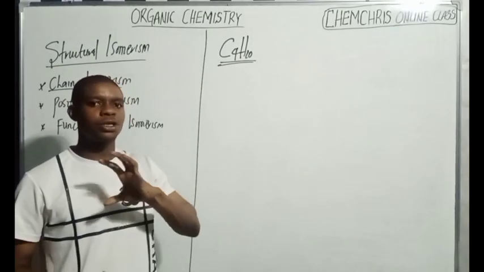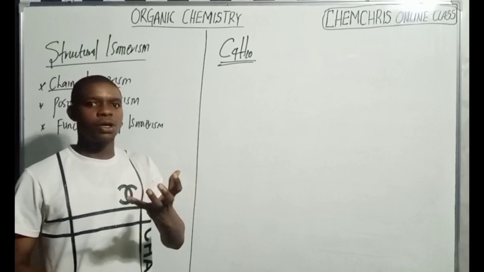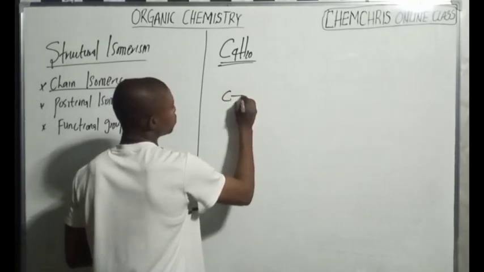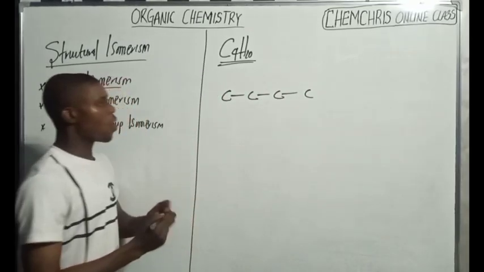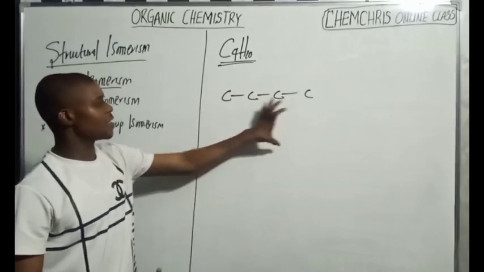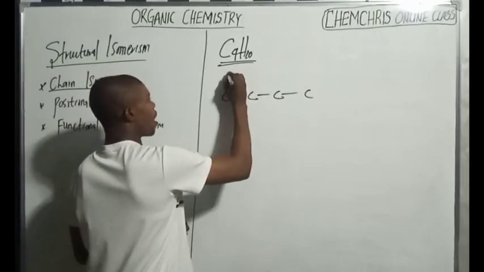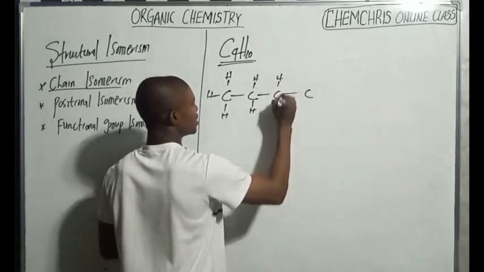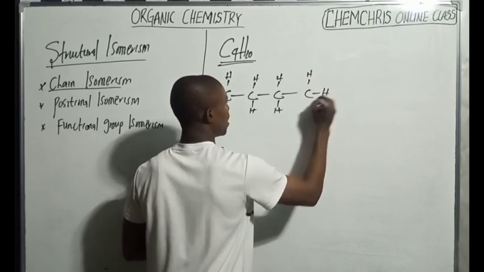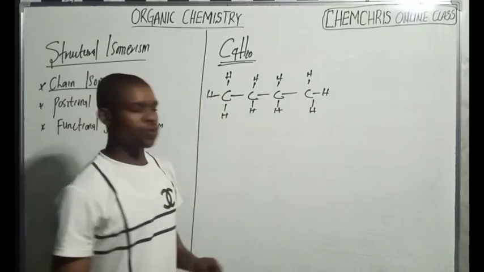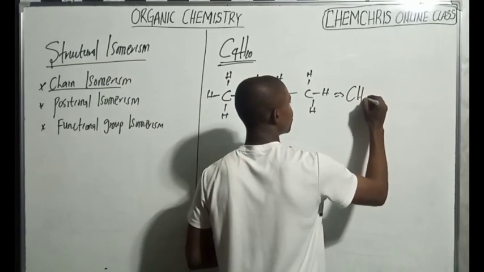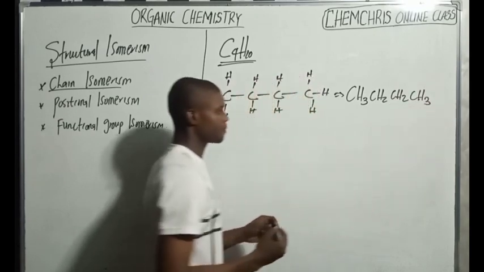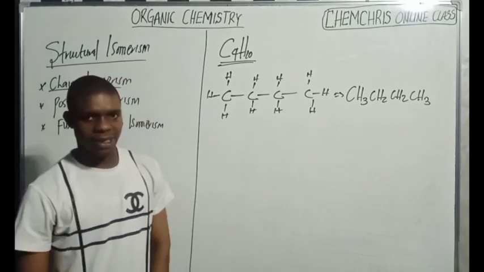Now let's see how you can draw. Let me explain how you can get different structures. The first one, 4 carbon atoms: 1, 2, 3, 4. Now let's add the hydrogen: 1, 2, 3, 4, 5, 6, 7, 8, 9, 10. If you change to a condensed structure, here we have CH3, CH2, CH2, and CH3. Can you see that? Now, this is the first isomer.